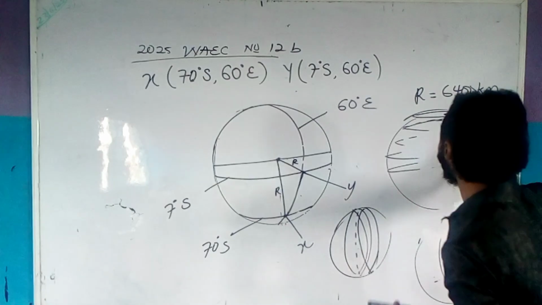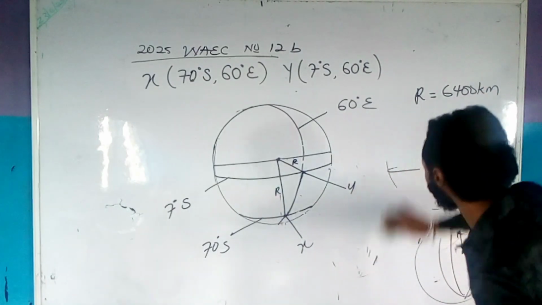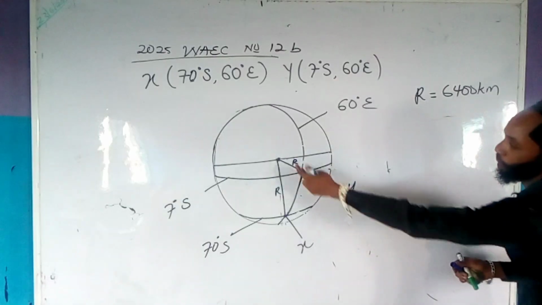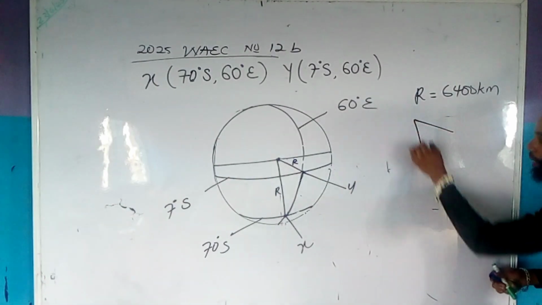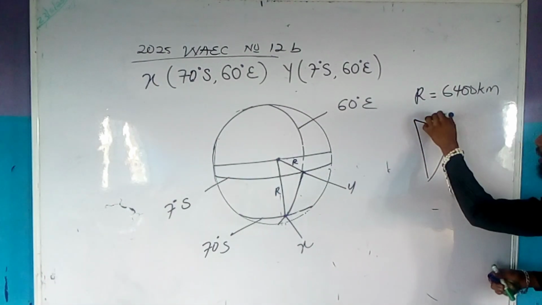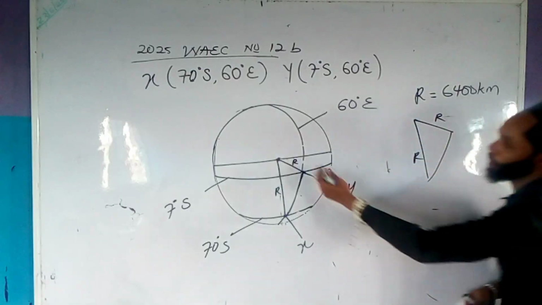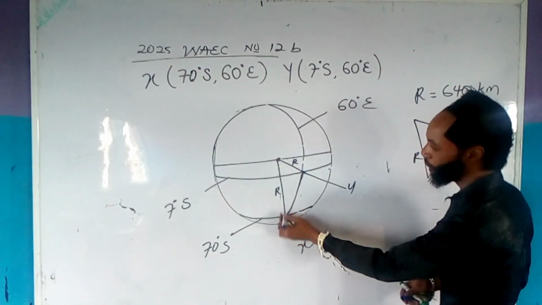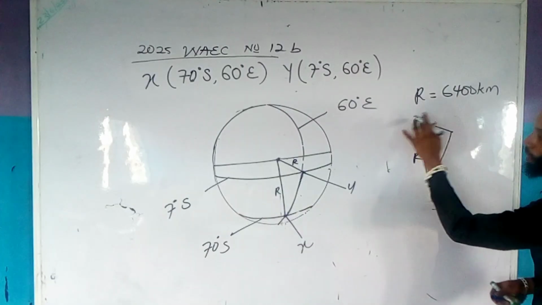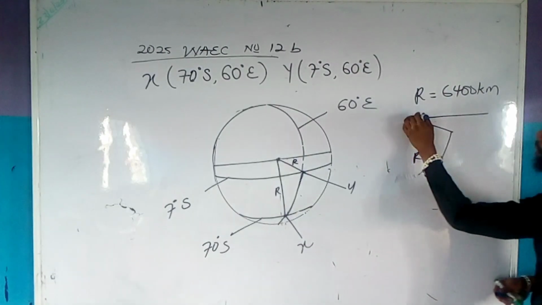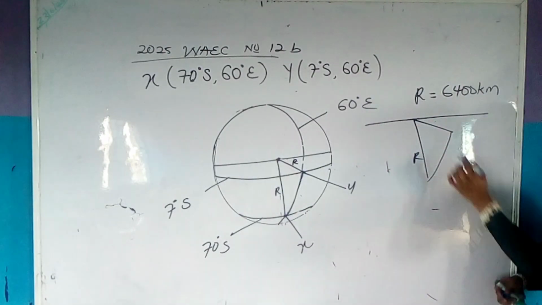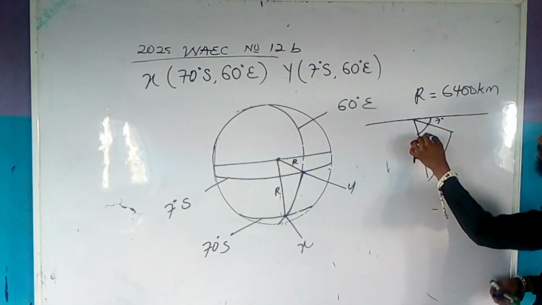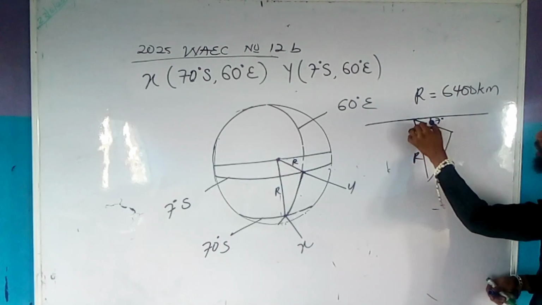So let's get down to it fast. Alright, so we have this shape here, a shape like this and like this. And this is the big R and this is the big R, because it is along the longitude. Now, look at what I did here. This is the equatorial line. Now, let's do the math. From here to here is 7 degrees. Then from here to here is 70 degrees.